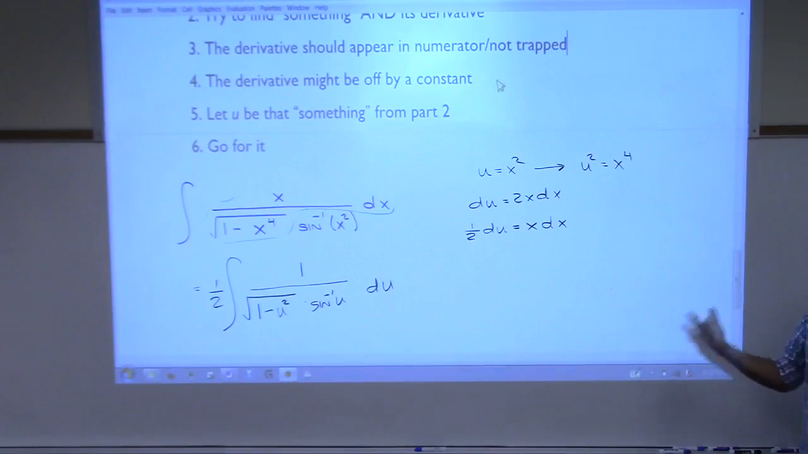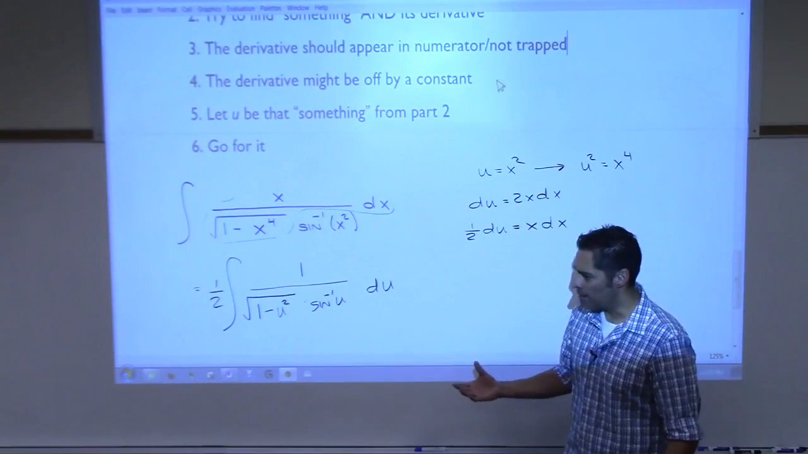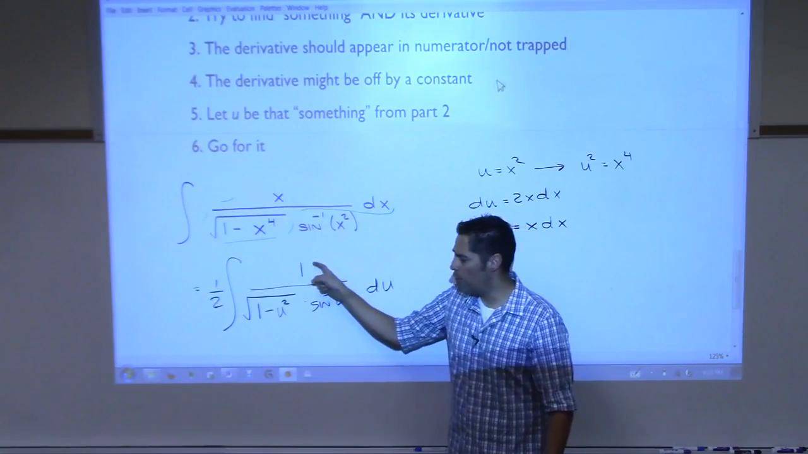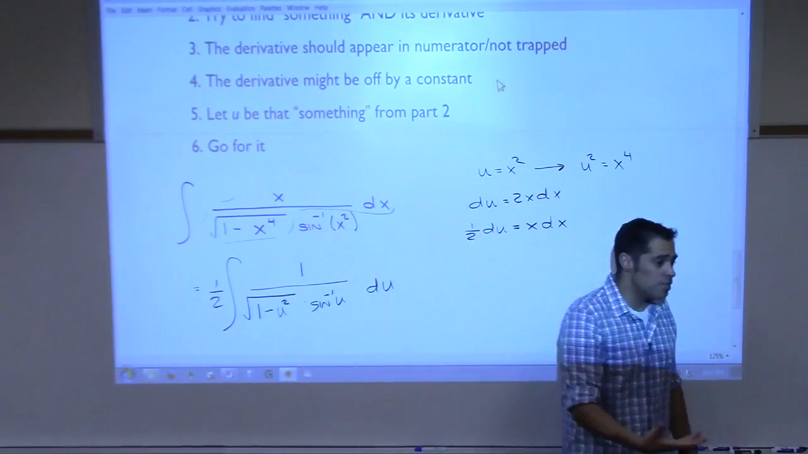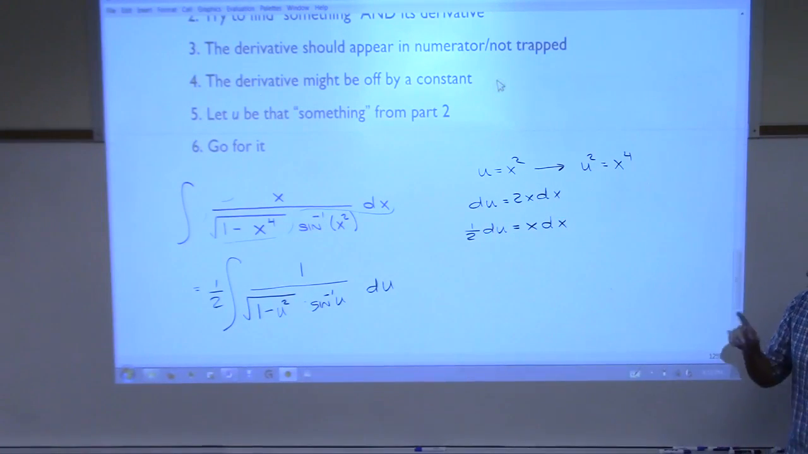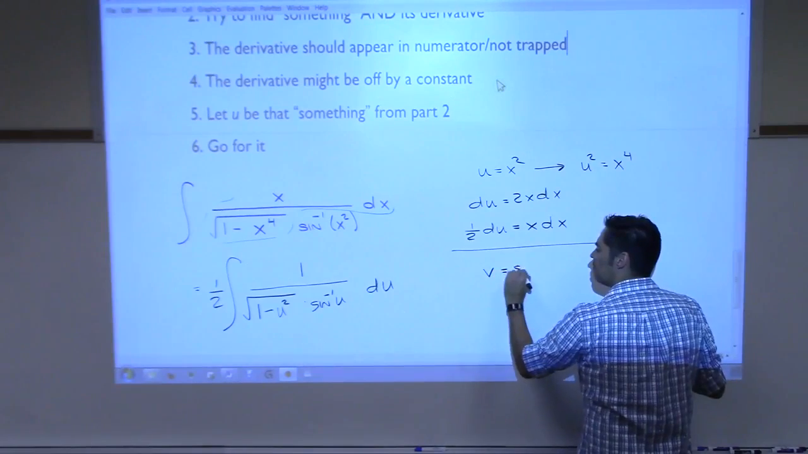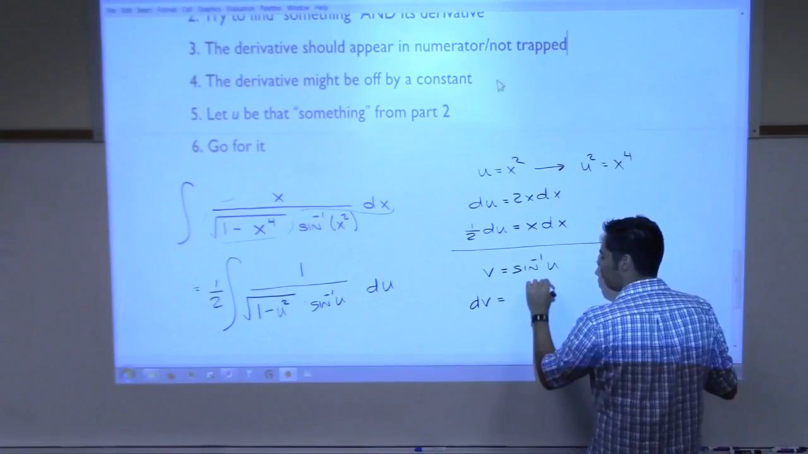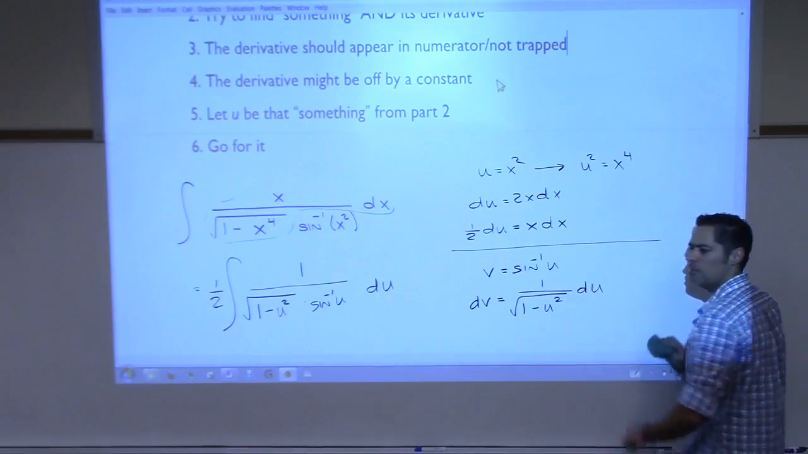Now I have to start over. Do I see something in its derivative? Yes. Arc sine of u. What's the derivative of arc sine of u? 1 over square root 1 minus u squared. So I would make a new substitution, and I wouldn't use u again. I would use a different letter. So maybe I'd say right now, v is equal to arc sine of u. dv is equal to 1 over square root of 1 minus u squared du.